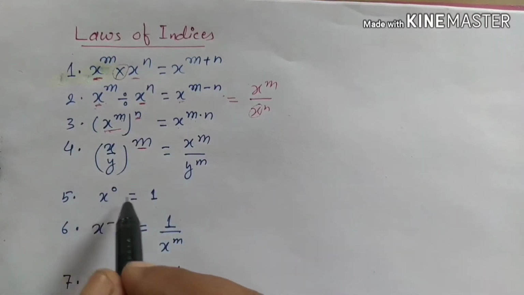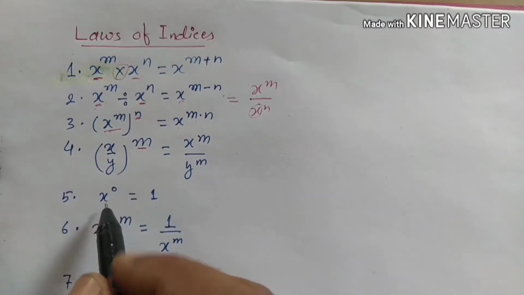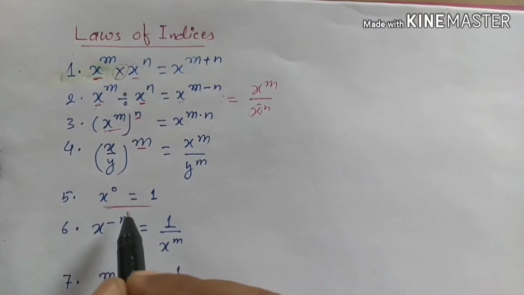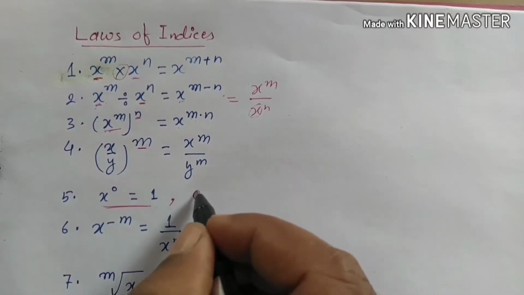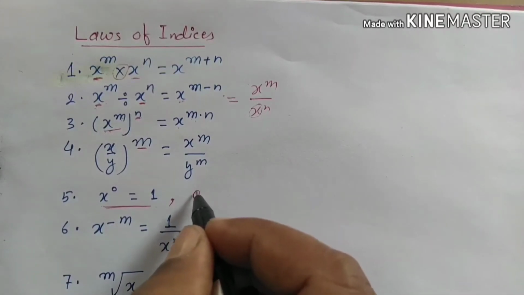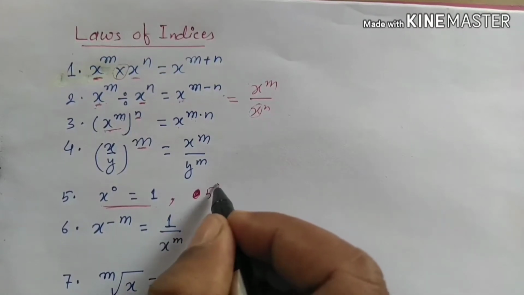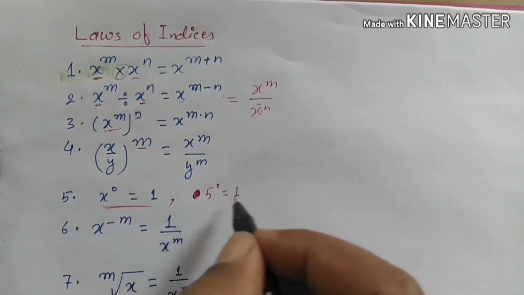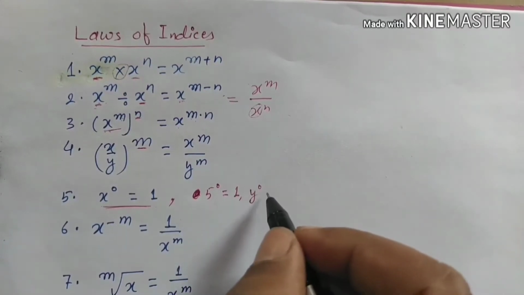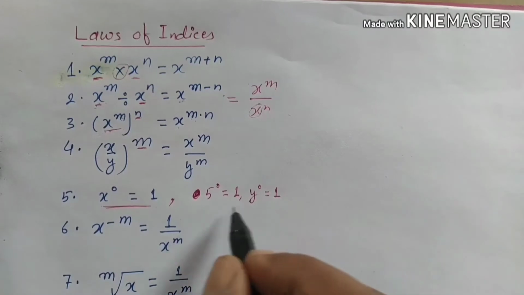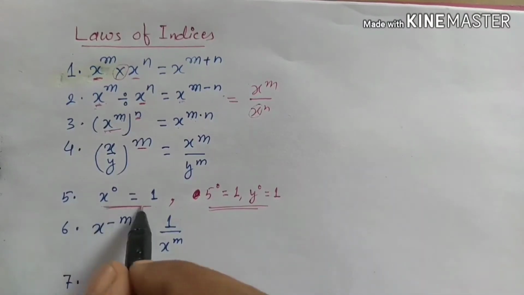x power 0 is equal to 1. This is another formula: x power 0 is equal to 1. Similarly, if there is a number whose power is 0, then in this case also you can write 1. Similarly, suppose y is a variable whose power is 0, then this also is equal to 1. All these are according to this formula.